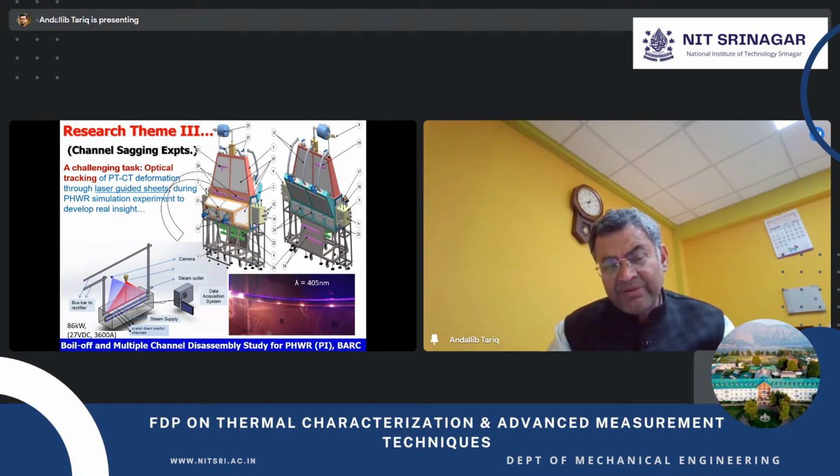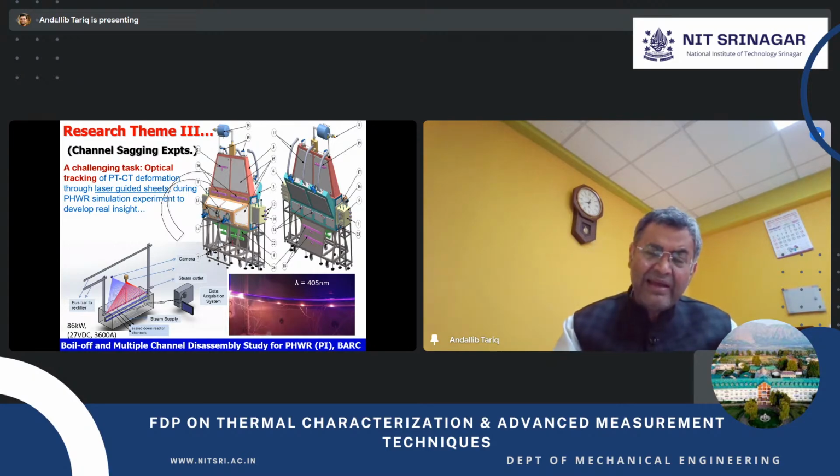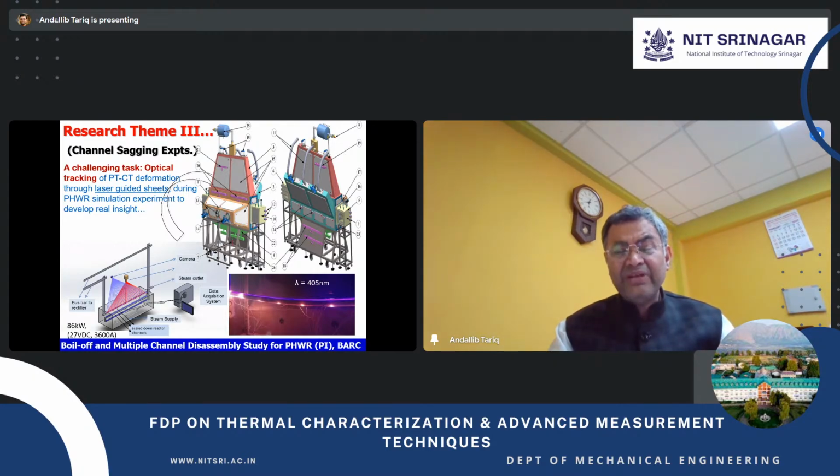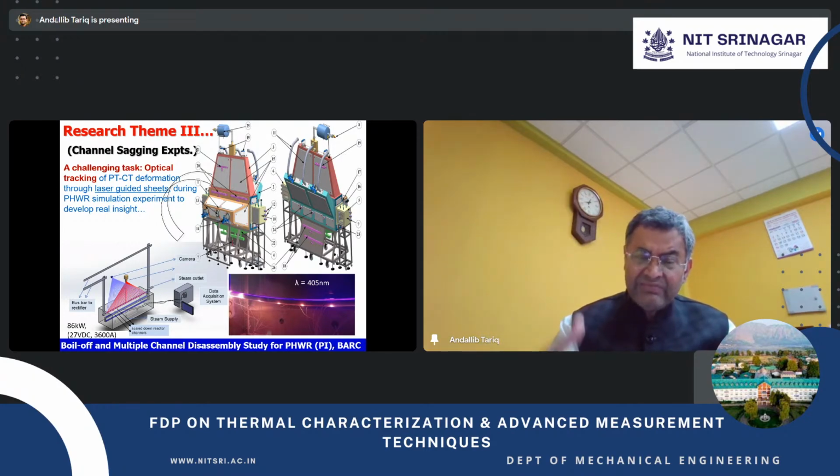We are trying to simulate that experimentally in our laboratory condition. And we developed this because no intrusive technique can be implemented to measure the displacement, or you can say how much sag happens, because the temperatures are very high, of the order of 1500 to 1700 degrees. So we have invented a technique. We have created a laser light sheet. We keep continuously tracking, say 10, 12 hours.